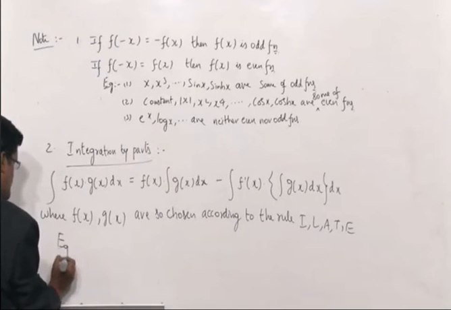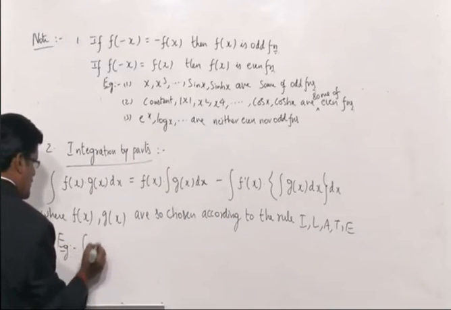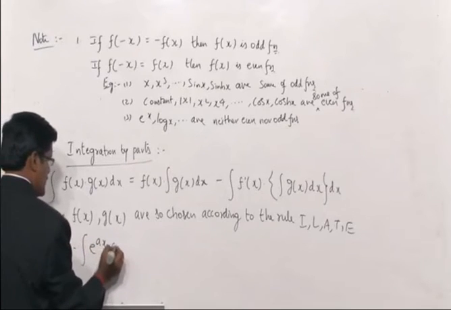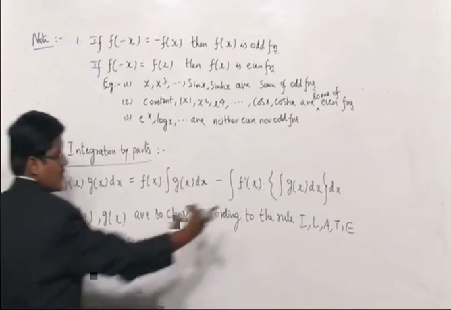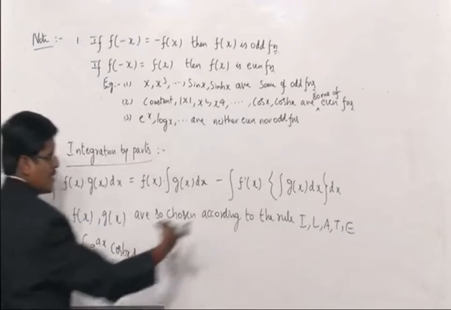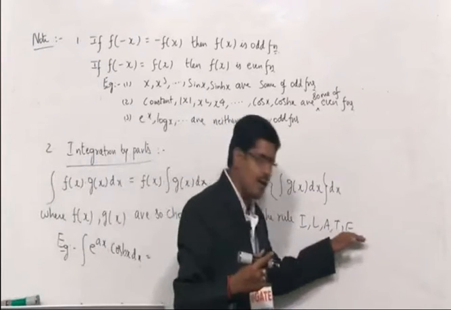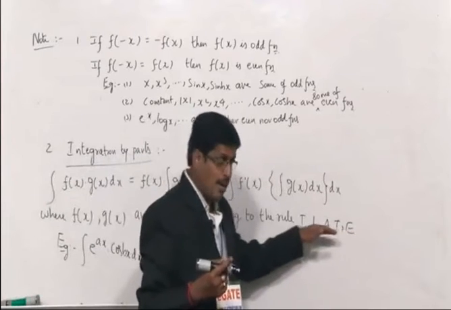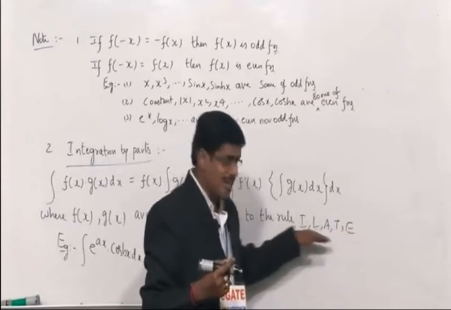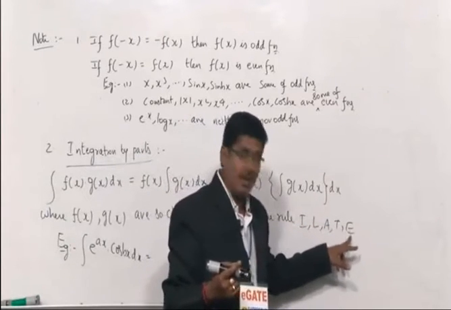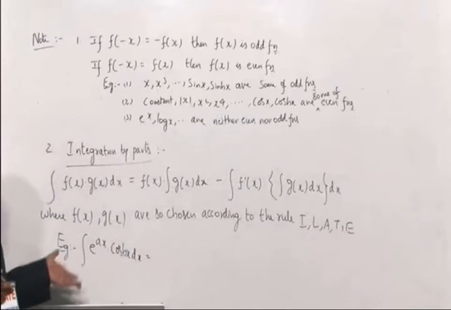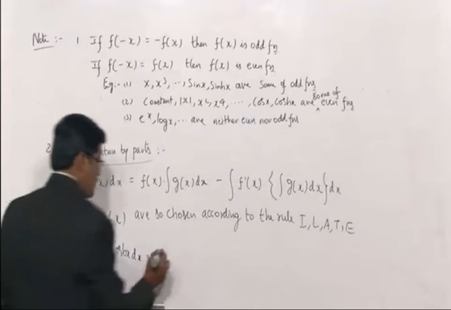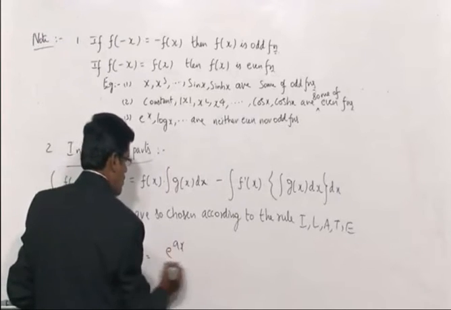Examples, just remember the procedure: e power x cos bx. Here e power x is exponential, that is E, cos bx is T. So here, according to the order of these letters, T first, E last. Okay, so cos bx is the first function, e power x is the second function. Using the above rule, I am giving the answer. Better to remember the formula directly.